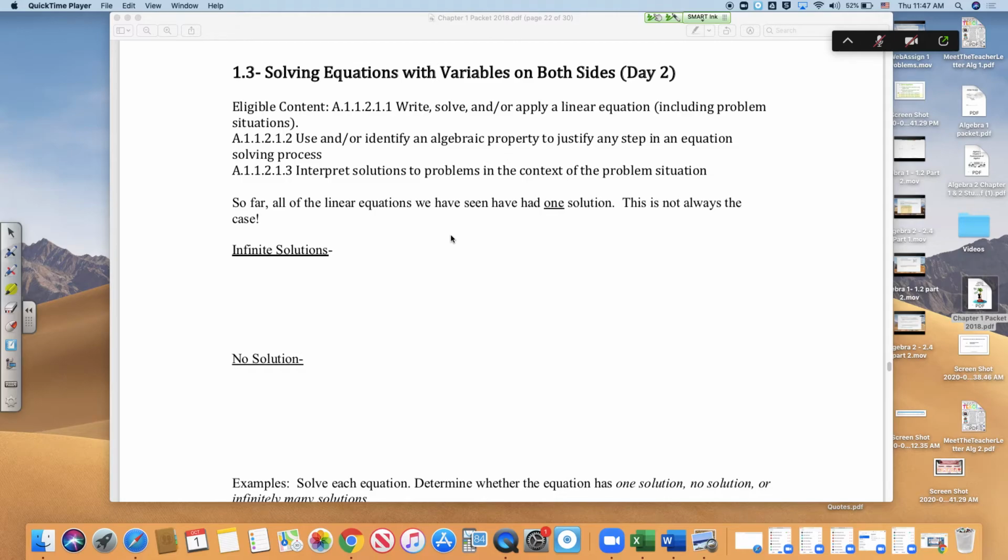So infinite solutions are when equations are equal and true. An example could be like 2x plus 1 equals 2x plus 1. If you ever have a problem and you see that the equations are exactly the same, like 2x plus 1 equals 2x plus 1, the solution is infinite solutions. Every single value of x will work for this problem, and every single value of x will make this true.